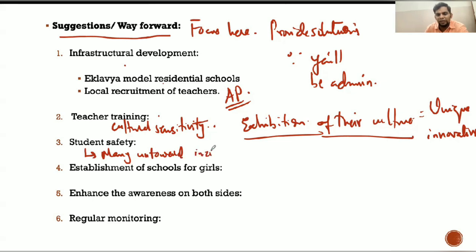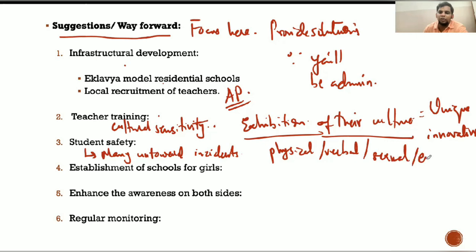Okay, they have been sexually abused. There has been abuse, verbal abuse, and many such incidents that basically make them lose trust in sending the girls or students far away. It could even be physical abuse, verbal abuse. It could be sexual abuse. It could be emotional abuse.